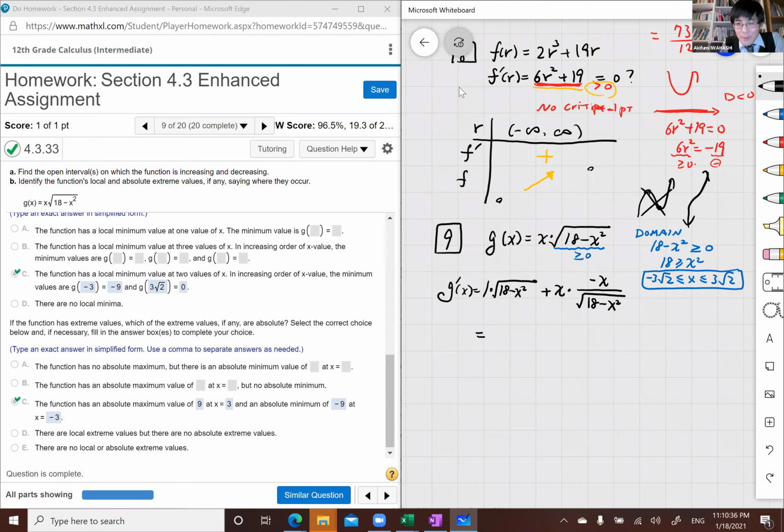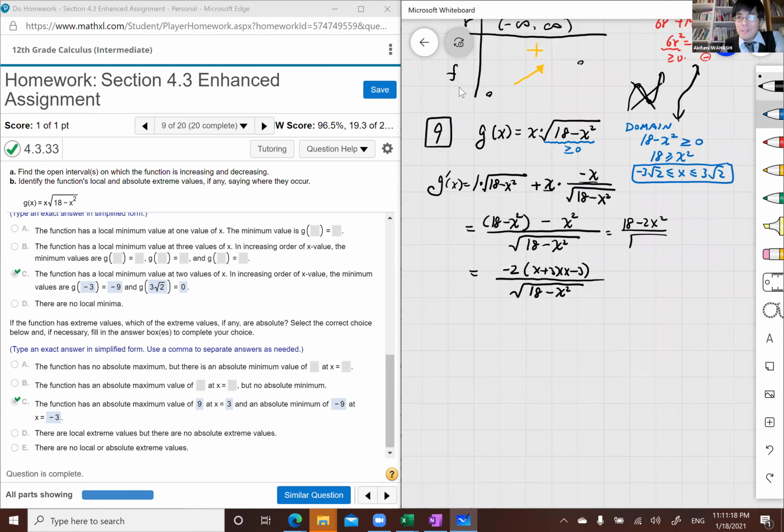Let's simplify this expression by making the fraction denominators the same. So you multiply the top and bottom of the left by the square root of the same thing. So you want to get 18 minus x squared, and here is x times minus x, so it's going to be minus x squared. That's going to reduce to 18 minus 2x squared on the top, which is minus 2 times (x plus 3)(x minus 3). Factored form is better because you can find the critical points quickly.